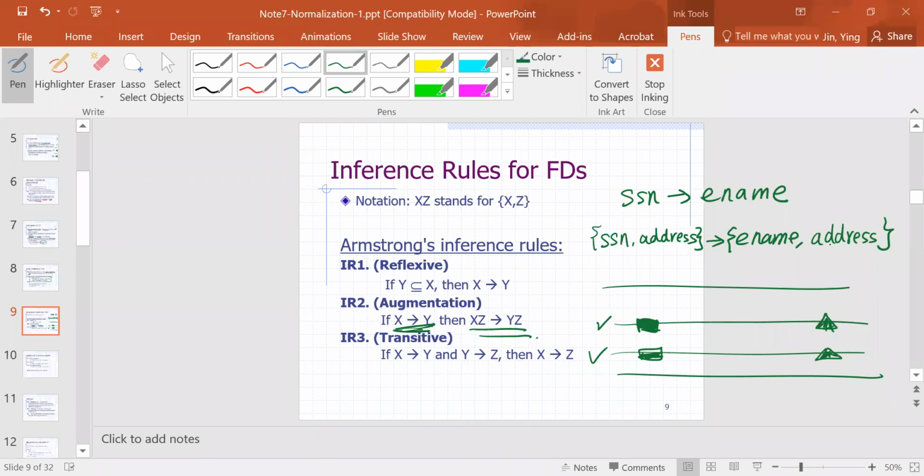I want to add address on both sides. So address, if I have address, doesn't matter what the address is, right? If I have SSN and address together, and since this part is also address and they are the same, you actually compare the same thing on this side and this side. So that's why this is always true according to the definition. One is using this, the other one is using this part.